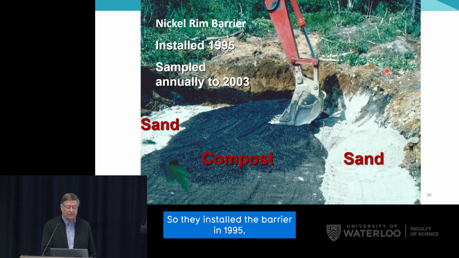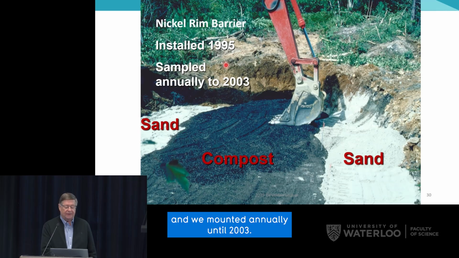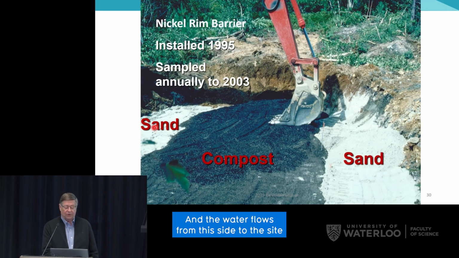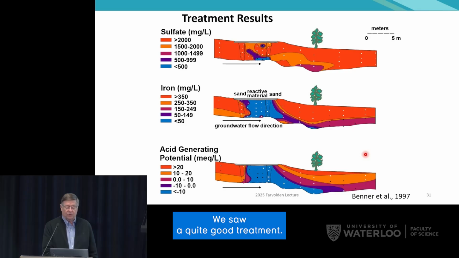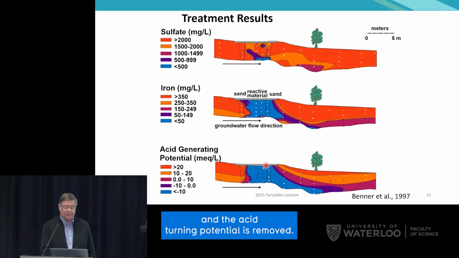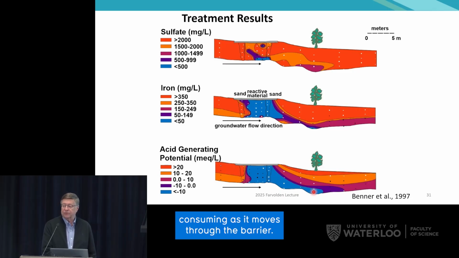So we installed the barrier in 1995, and we monitored it annually until 2003. So this is the barrier that's here. It's composed of municipal compost and wood chips mixed with pea gravel to maintain the hydraulic conductivity, and the water flows from this side to this side and gets treated on its way through. We saw quite good treatment, so sulfate concentrations declined by about 50%. The iron is removed from the water, and the acid generating potential is removed. So water that has a strong acid generating potential on this side becomes acid consuming as it moves through the barrier.